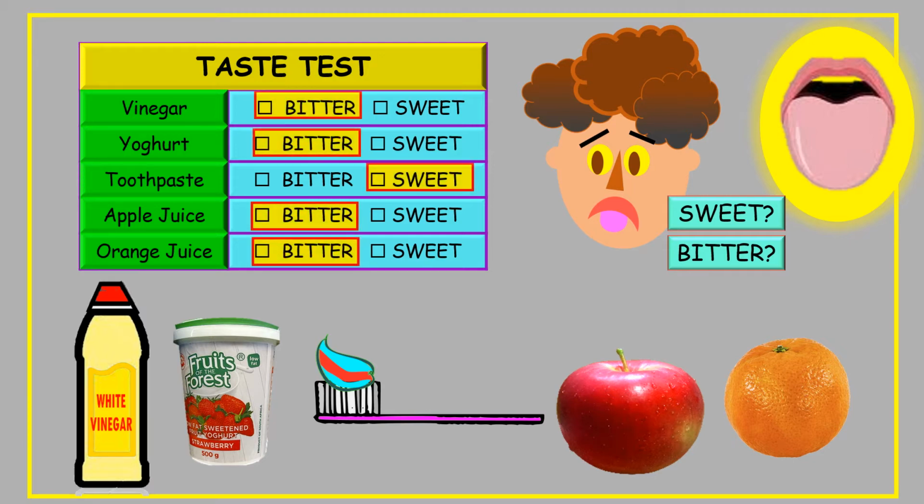We discover from this investigation that vinegar, yogurt, apple juice and orange juice have a bitter aftertaste. Toothpaste has a sweet aftertaste. The rule is that acids taste bitter while bases may taste sweet.